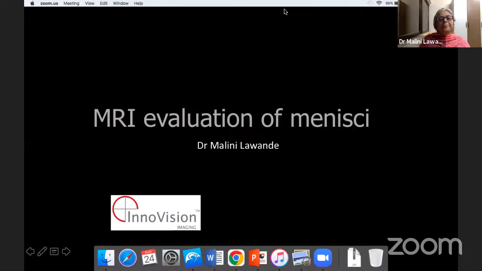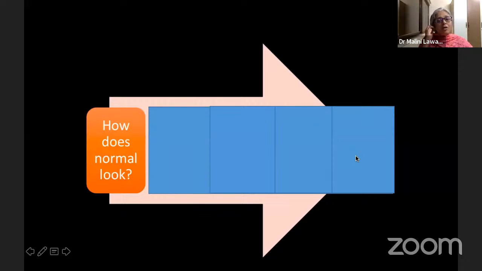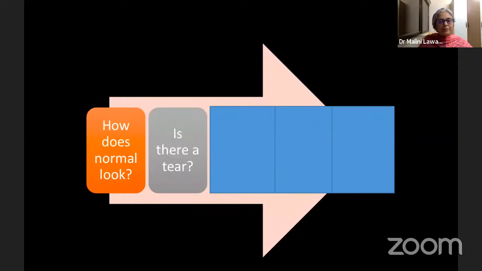So I think last week we had a good discussion about imaging of ligament injuries, and continuing with that, this time we'll look at menisci. The format would be similar. We'll always begin with how a normal meniscus looks, because that is very important to understand so that we can detect what is abnormal.